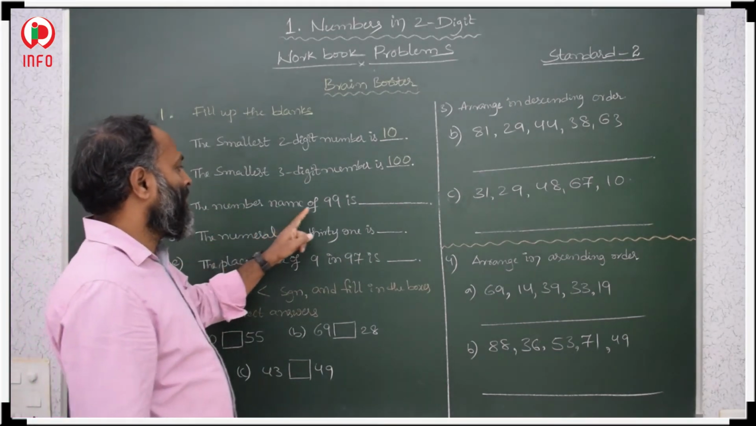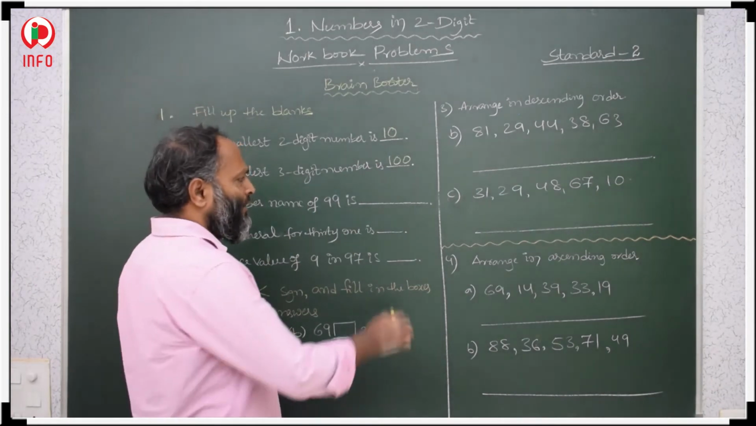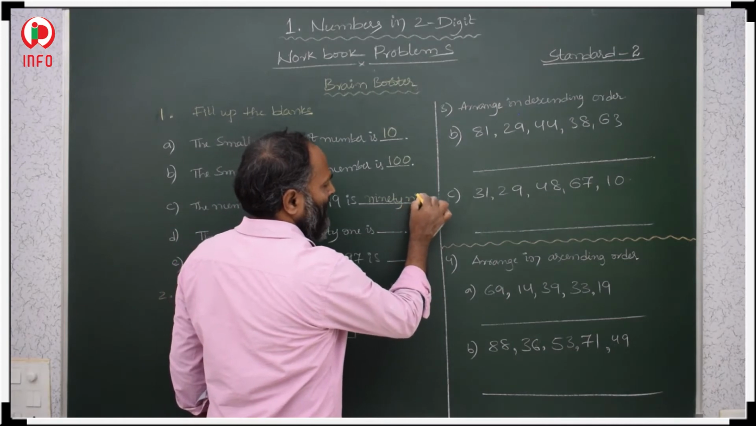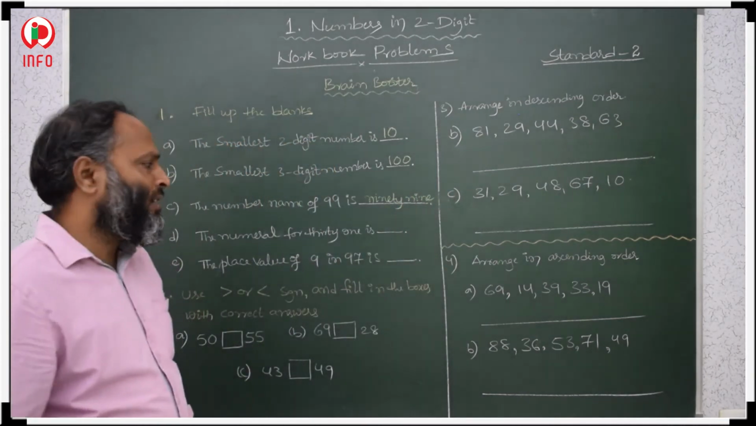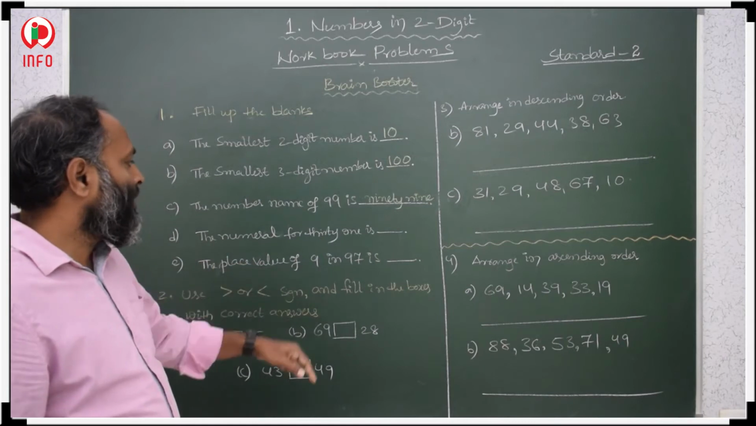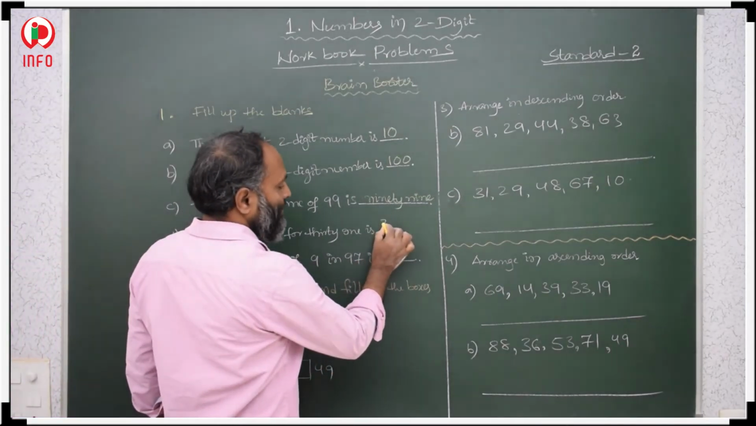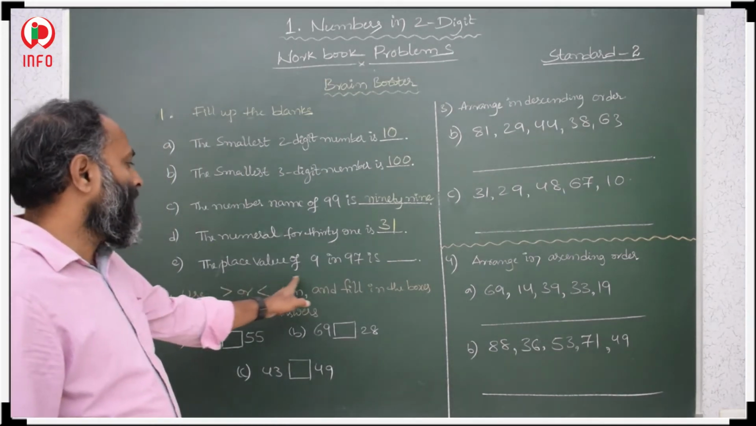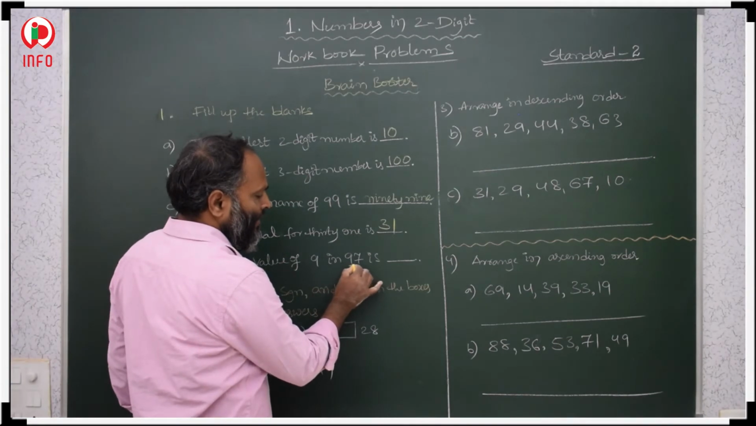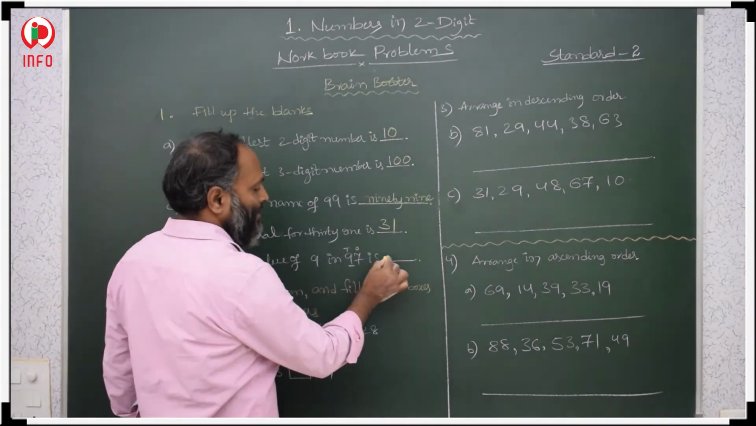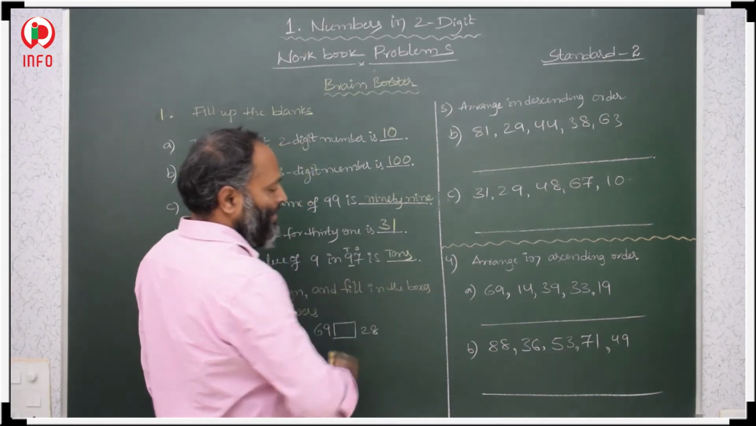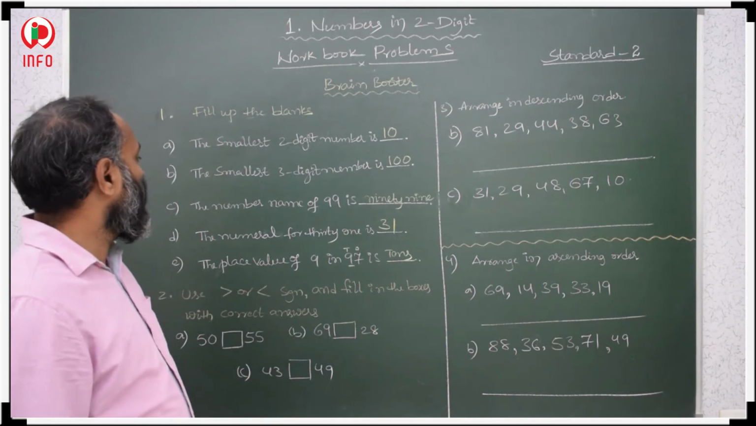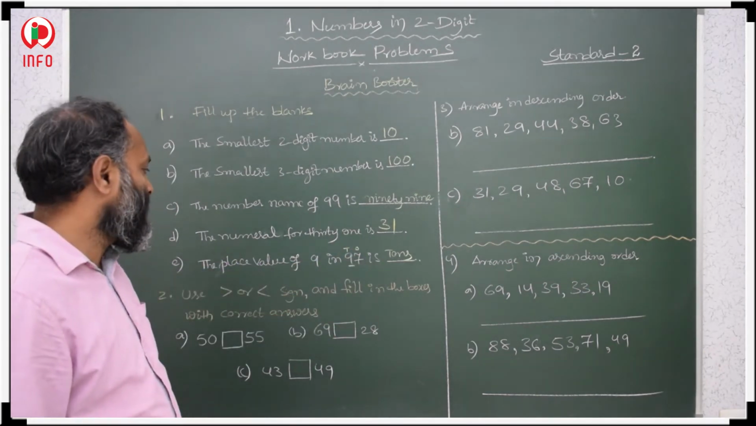The number name of 99. Okay. Now the numeral for 31. 31 means 31. Next, the place value of 9 in 97. This is ones place. This is tens place. It is in tens place. So we read our blank and we fill in our blanks. Okay, like this we have to do.